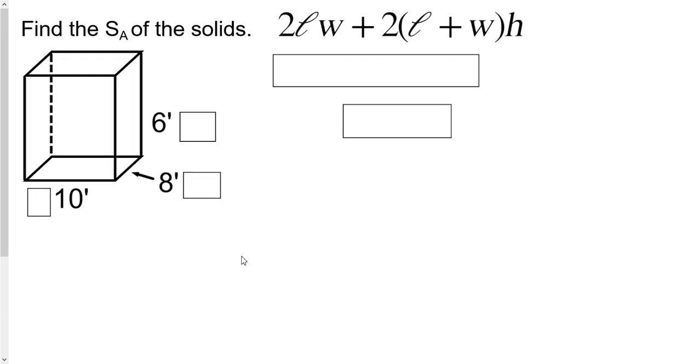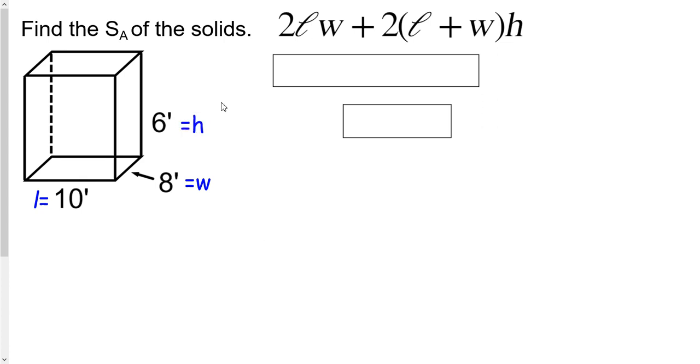So moving to the first example, we have find the surface area of the solids, and we've got our formula here for us. So first we need to label the diagram. Generally, I would say this is my length, so I label it L. This one is my width, so I label it W for that bottom base. And so my leftover 6 feet is my height.